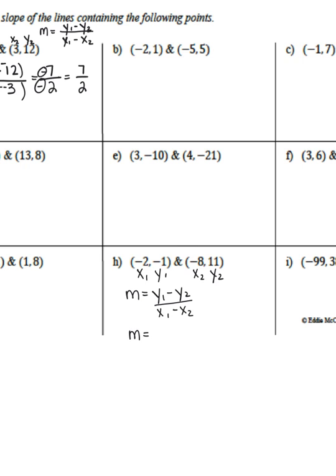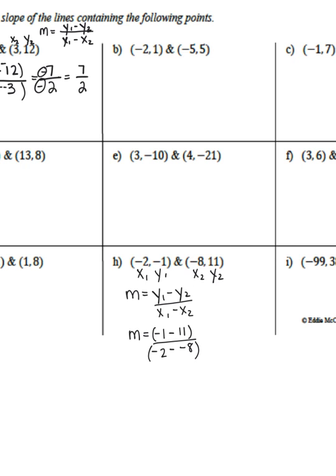Okay, so y1 is -1 minus, I have to put the minus there, y2 is 11. So that's the top. On the bottom, I'm going to fill in my x's. x1 is -2 minus, and then x2 is -8. Now notice that I put minus and the -8. So I can't just say the minus is the negative. The minus is part of the formula, so I have to write it down, and then x2 is -8.